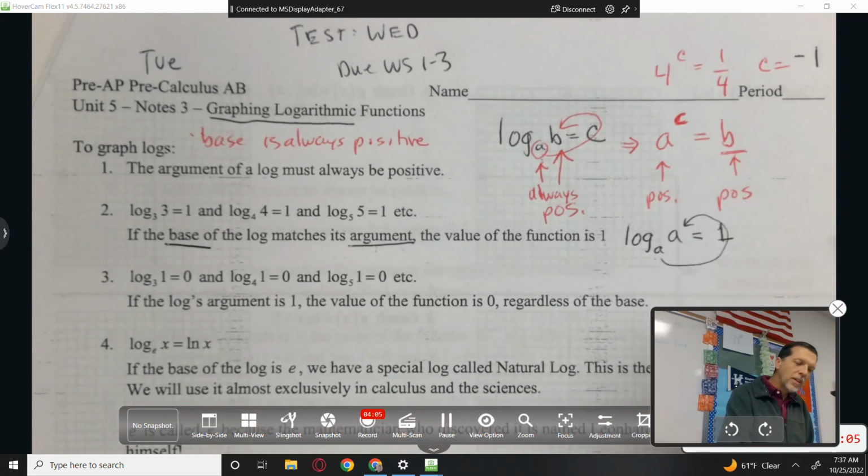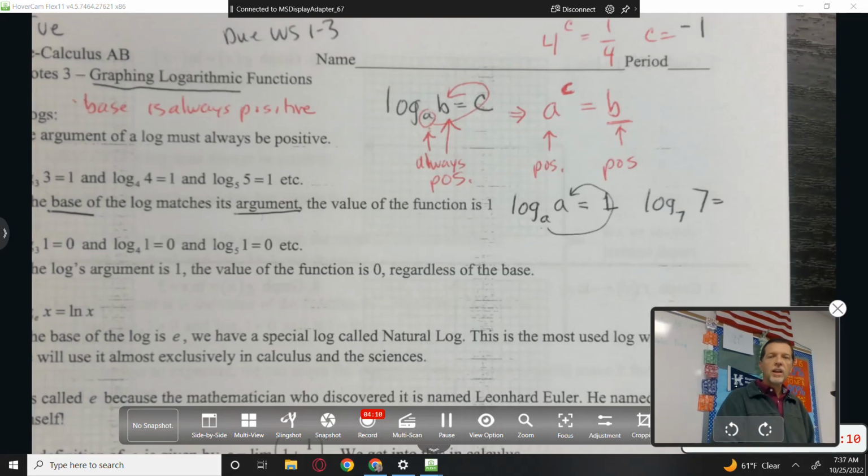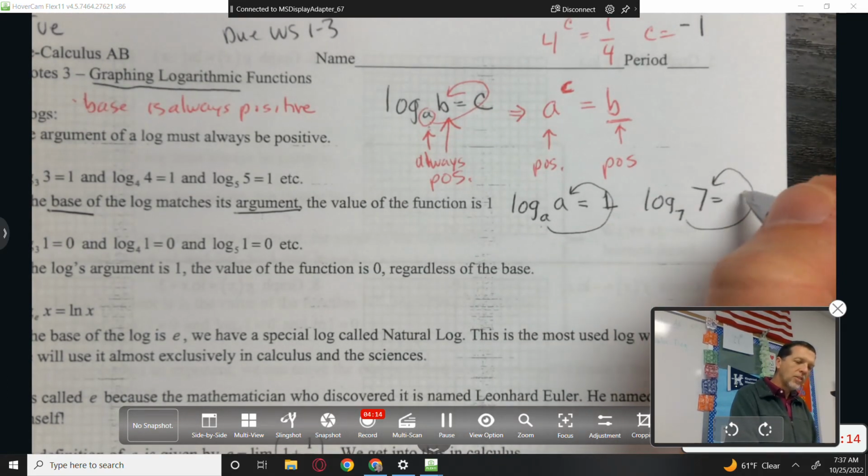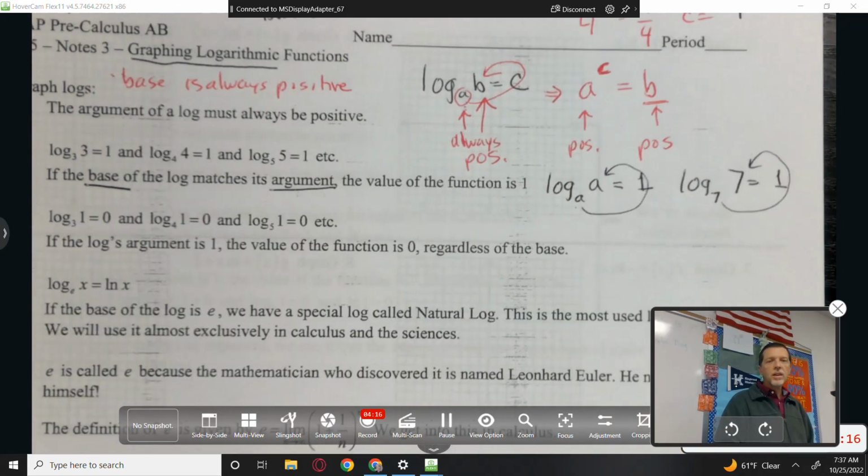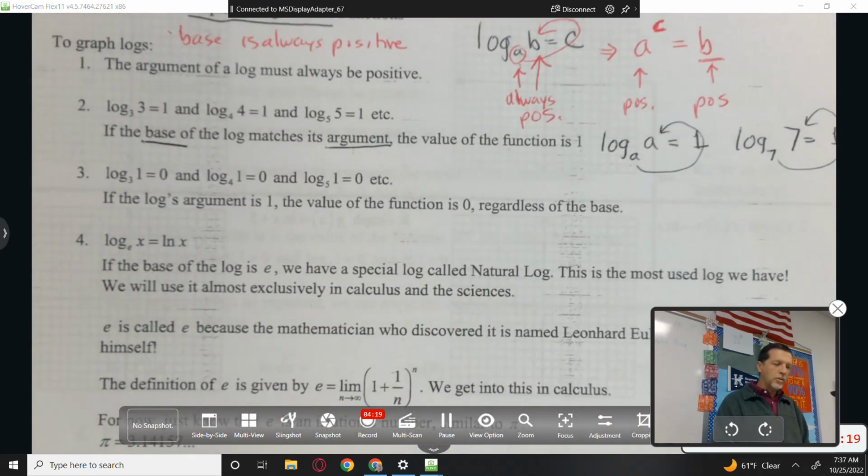But I don't know if that's worth memorizing, because if you know the loop-de-loop thing, log base 7 of 7, that means 7 to what equals 7? Well, it's got to be 1. So I don't know that that one's worth memorizing, because you can figure it out.